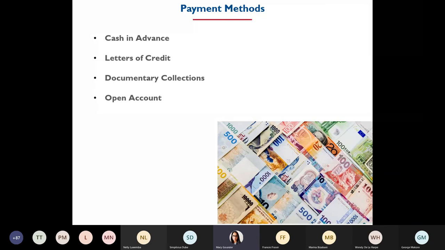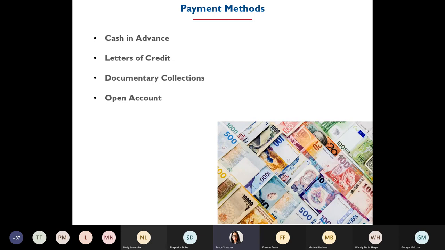Now, letters of credit are dependent on the documents, okay? So you will have to provide a packing list, a commercial invoice, a transport document and any other documents, maybe your certificate of origin, and there cannot be a single error, not even a typo on your documents. Because when it comes to letters of credit, the bank doesn't look at whether or not you've physically sent the cargo. They only look at the documents that you have provided. So if you have provided a transport bill of lading, that is what they're looking at.